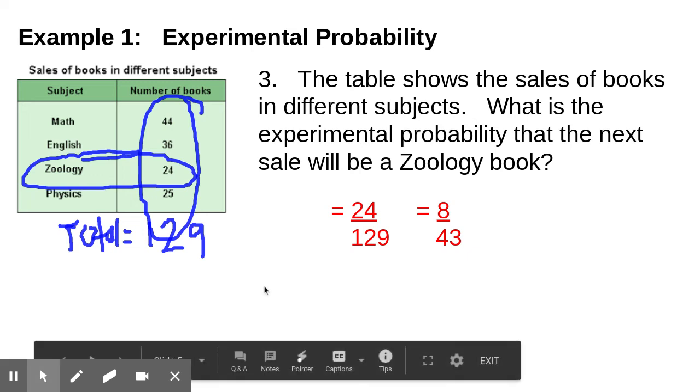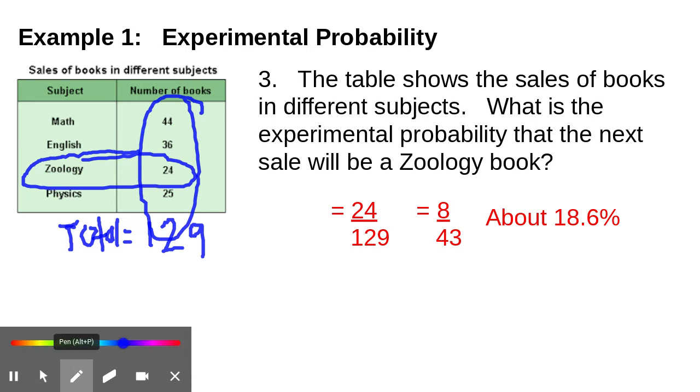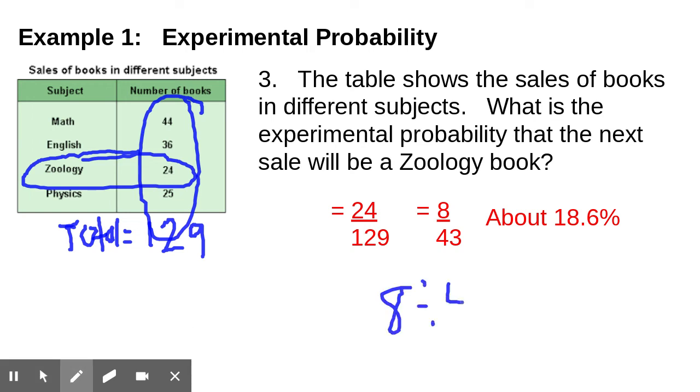So what is that as a percentage? Well, that's about 18.6%, because if you take the 8 and divide it by 43 in your calculator, you'd get 0.186, move it over twice, and you get 18.6%. So it's unlikely that the next zoology book will be the one that's sold.